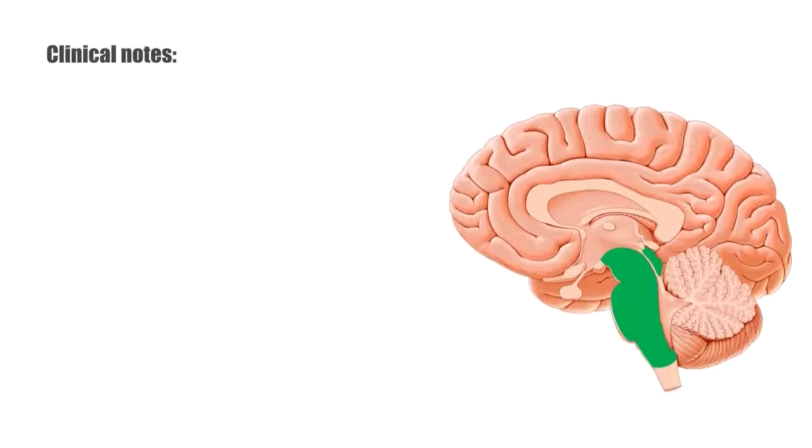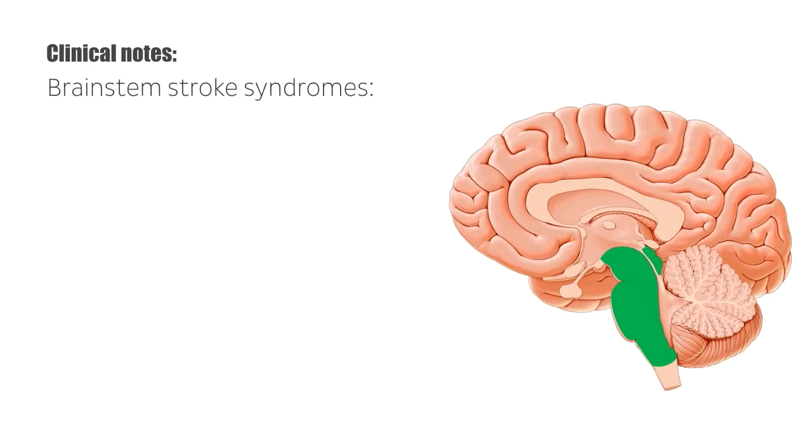Now that we've taken a look at the detailed anatomy of the brainstem, I just want to give you a little bit of information about brainstem stroke syndromes. As I mentioned at the beginning of this tutorial, the nuclei for most of the 12 cranial nerves are located in the brainstem. In addition to this, the most important ascending and descending pathways to and from the cerebral hemispheres pass through the brainstem.